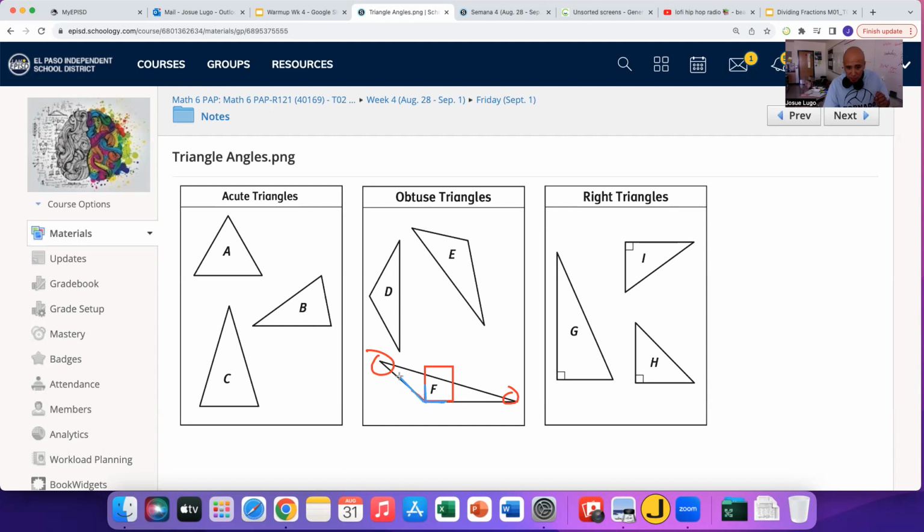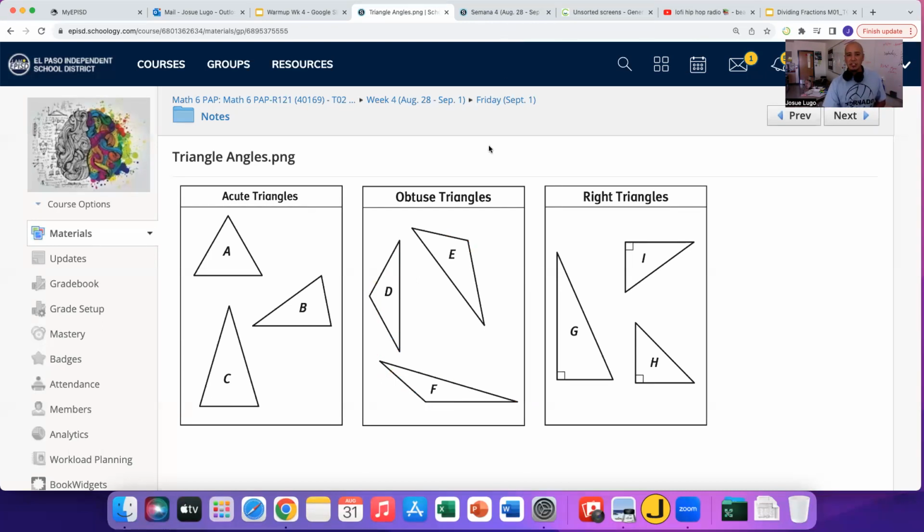So that's why this would be known as an obtuse triangle, because it has one angle that is open really wide. Same thing up here. We can see that these two angles are really small, but then we have this really wide, really open angle. That's an obtuse angle, so this would be an obtuse triangle. Over here in E, again, we have an obtuse angle right here, so that would be an obtuse triangle.